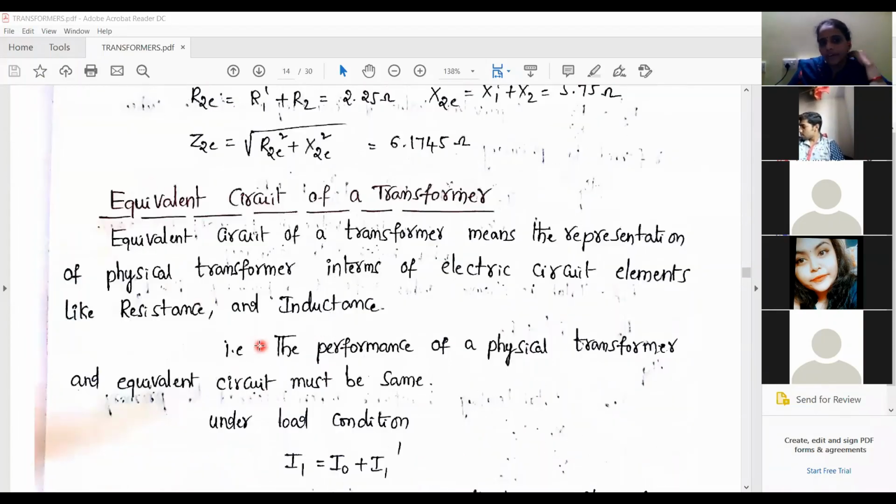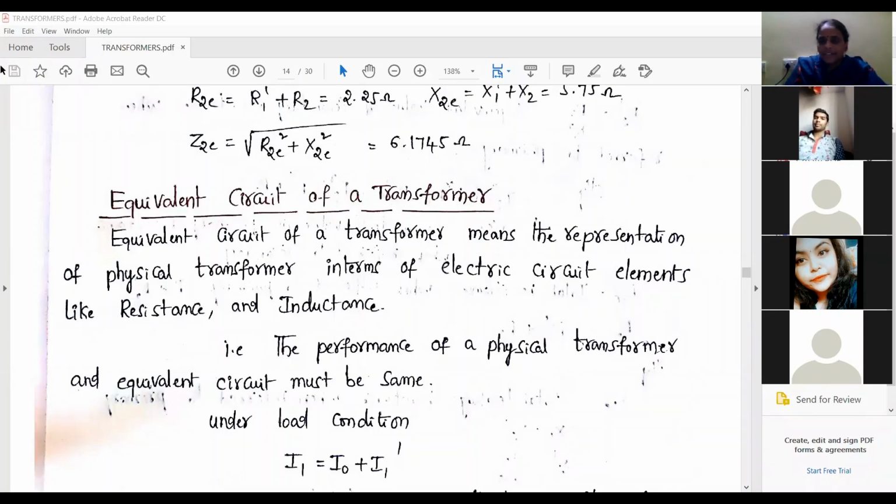Now I am going to write the equivalent circuit of a transformer. You already know what happens when the secondary parameters are transferred to the primary, and when the primary parameters are transferred to the secondary. You know these formulas. Now, why should we study the equivalent circuit of a transformer? Because every time we need not write the transformer core connections, all those. Always we need to represent it in terms of electrical fashion. So the equivalent circuit of a transformer means the representation of a physical transformer in terms of circuit elements like resistance and inductance. Yes or no?